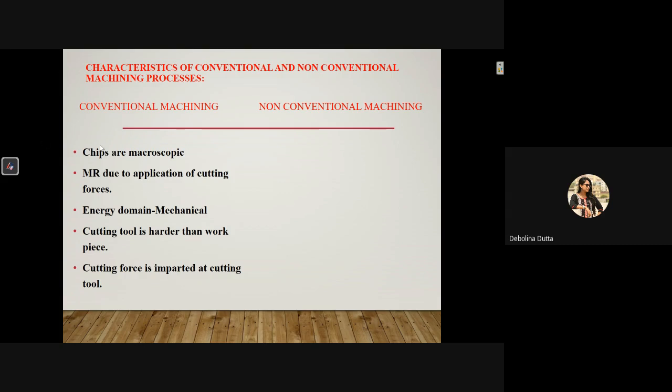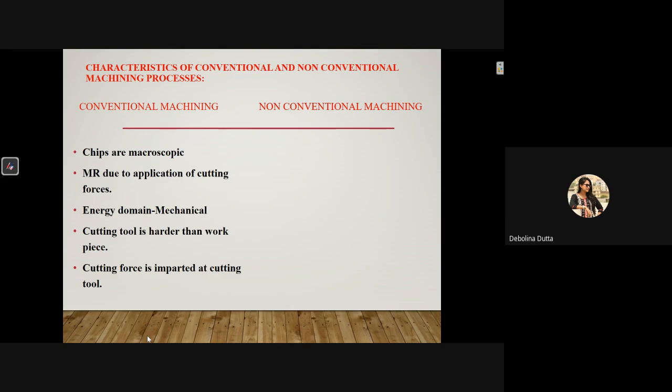So you can understand the chips are macroscopic. The extra materials coming out throughout the conventional machining processes are macroscopic chips. Okay, so I think there is no confusion about that. A macroscopic chip is available in the conventional machining processes. Material removal, MR, is due to application of the cutting forces. This is very important. Whenever we are applying some force, due to that application of the cutting forces only, the material removal is taking place.